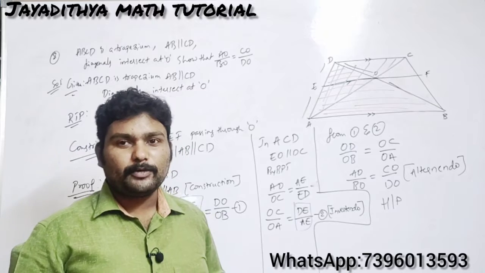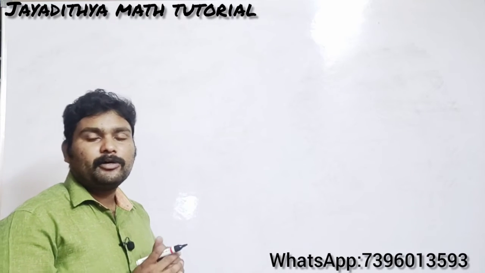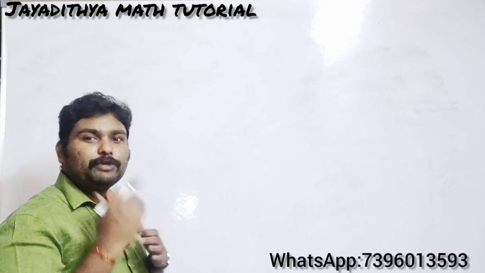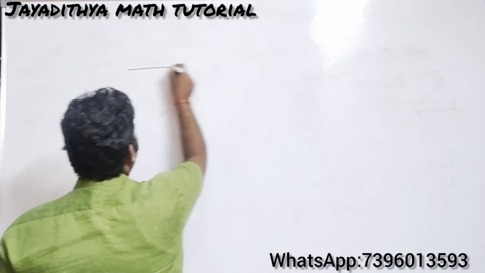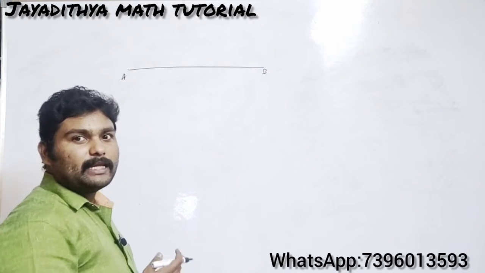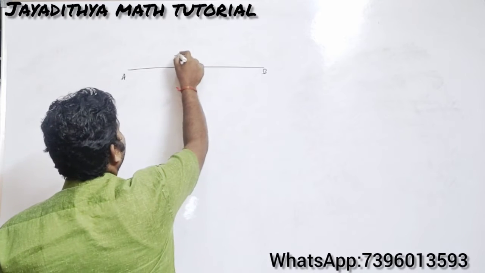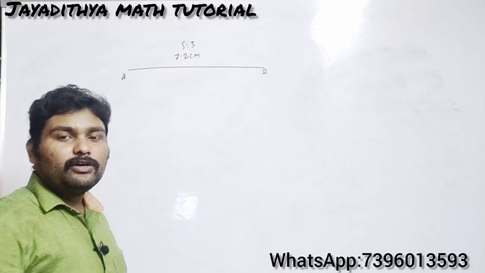Let us go to the next problem, that is construction. See here, this is the last problem of your exercise 1. In this problem you need to divide a line segment in the given ratio. The question says divide the line segment AB, which is of length 7.2 centimeters, in the ratio 5:3.